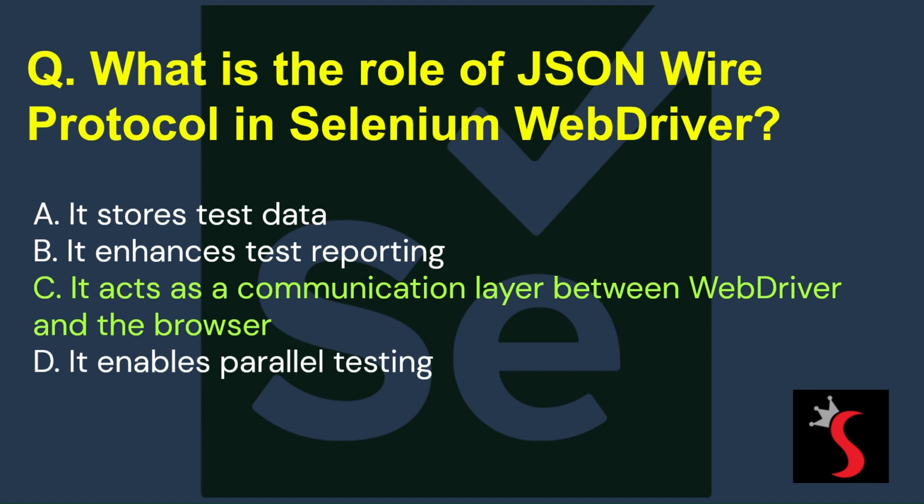Automated testing: JSON-WP is used to automate website testing using browsers like Chrome, Firefox, and IE. Mediator: JSON-WP acts as a mediator between the client libraries and the WebDriver. RESTful API: JSON-WP is a set of standardized endpoints exposed via a RESTful API.